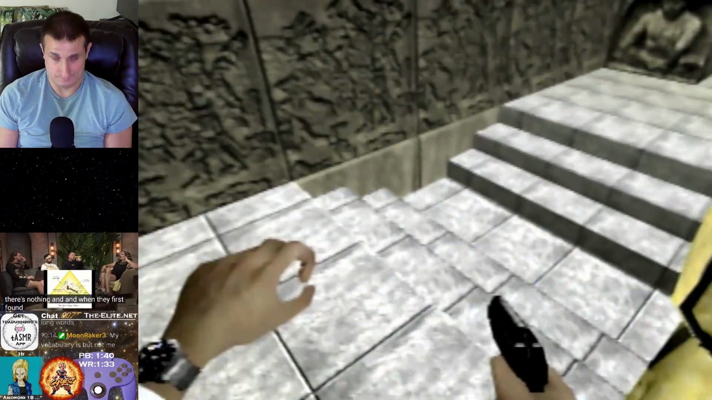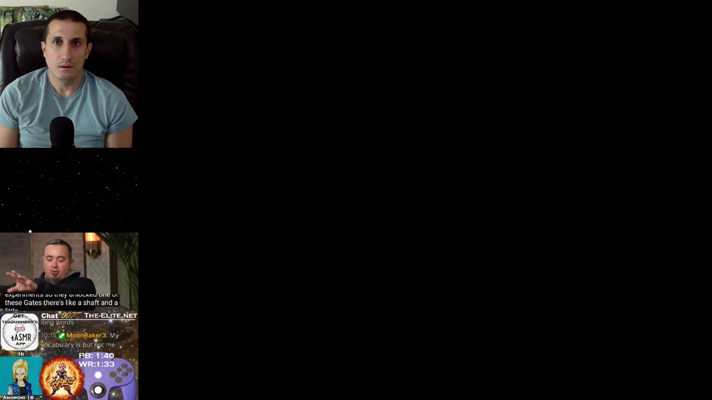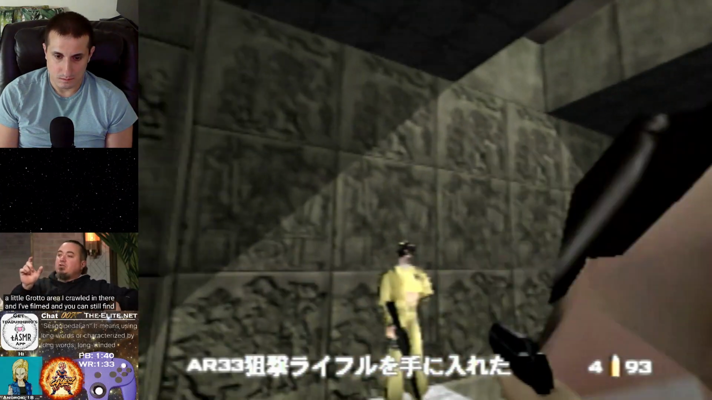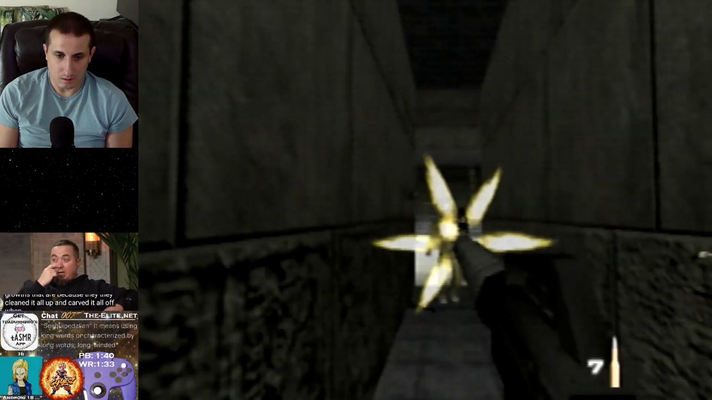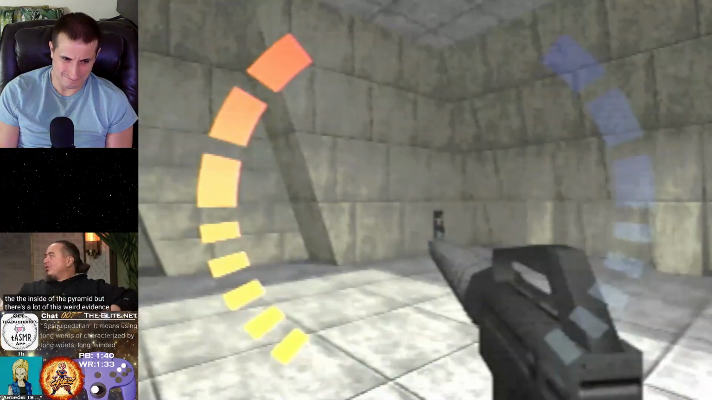And when they first found the Queen's Chamber, by the way, it was covered in like 6 inches of these crystals that may have been the byproduct of some sort of chemical reaction. And in fact, I shouldn't have gone in there, but they've been doing these experiments. They unlock one of these gates. There's a shaft and a little grotto area that goes in, because there's this alcove in the Queen's Chamber, but you can go right into the masonry behind it and it opens up into a little grotto area. I crawled in there and I filmed, and you can still find chunks of this crystal and all these weird growths, because they cleaned it all up and carved it all off when they cleaned up the inside of the pyramid. But there's a lot of this weird evidence, like something else was going on.